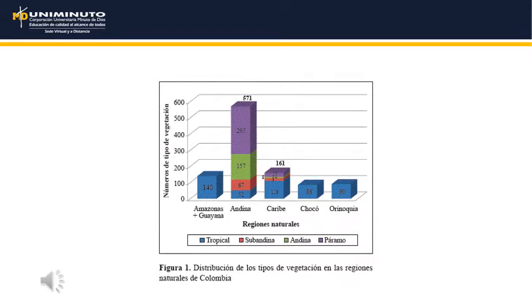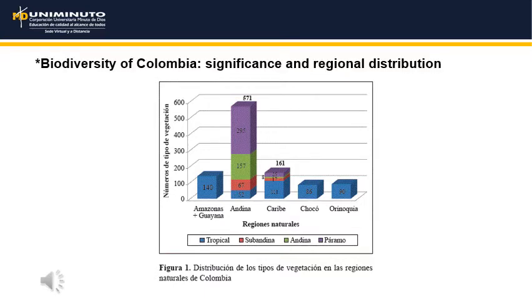Although measuring biodiversity is a complex task, species richness, that is, the total number of species present in a given place, is considered one of the most appropriate indicators to measure biodiversity. One example is the investigation Biodiversity of Colombia, Significance and Regional Distribution, carried out in 2015, an inventory of biodiversity according to the geographical regions of Colombia.